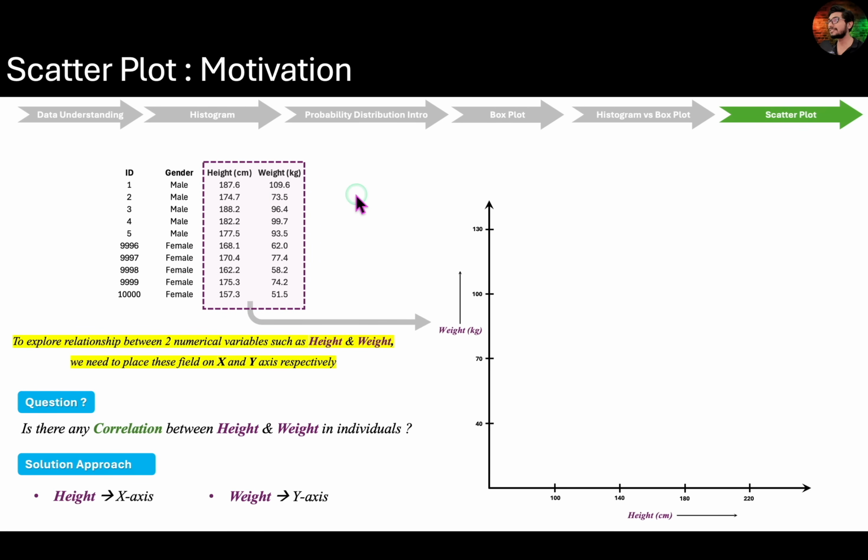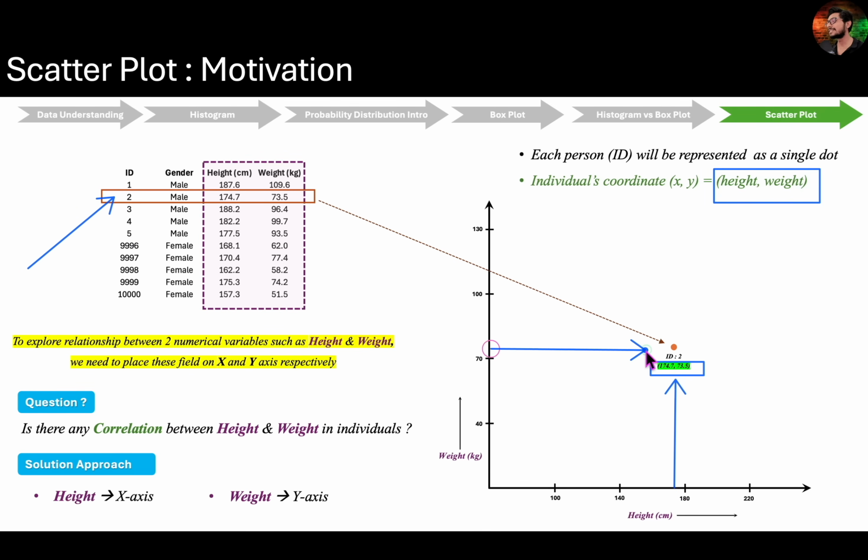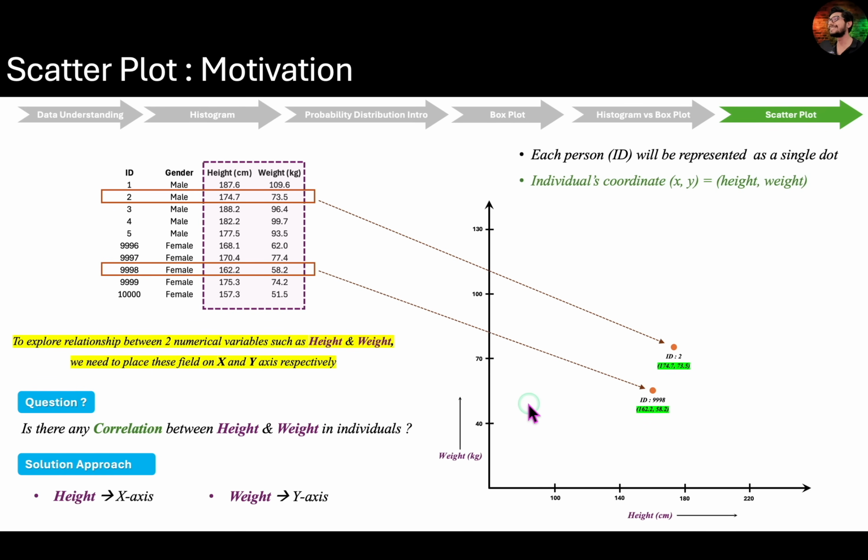On this two-dimensional Cartesian plane, each individual is represented as a single dot, where the coordinates correspond to their height and weight. For example, a person with ID equals 2, his height is around 174 centimeters and weight is around 73.5 kilograms. Similarly, we can continue placing each individual on this plot one by one.